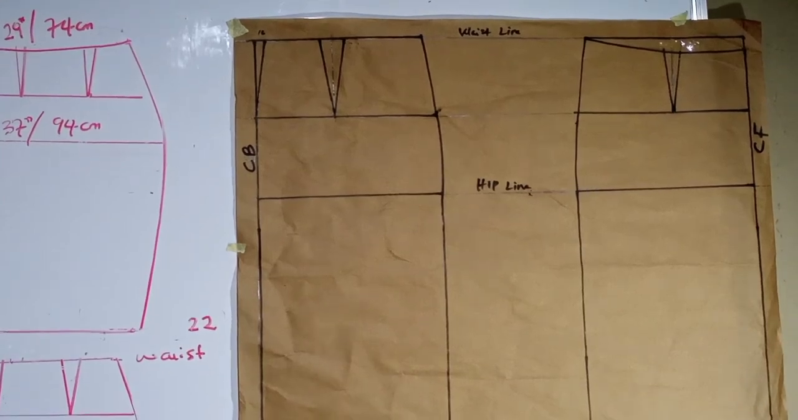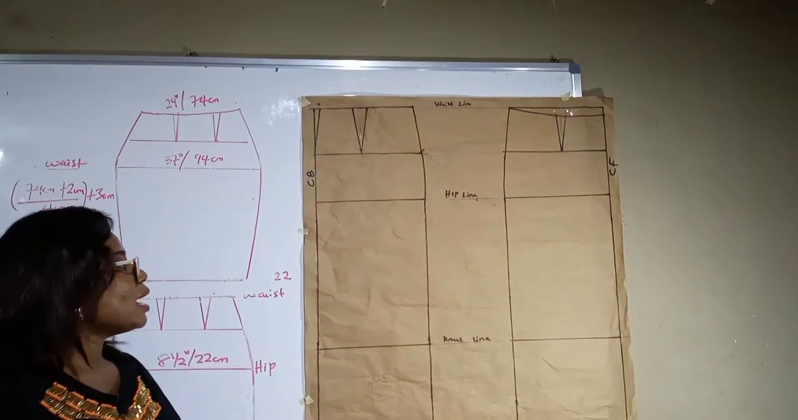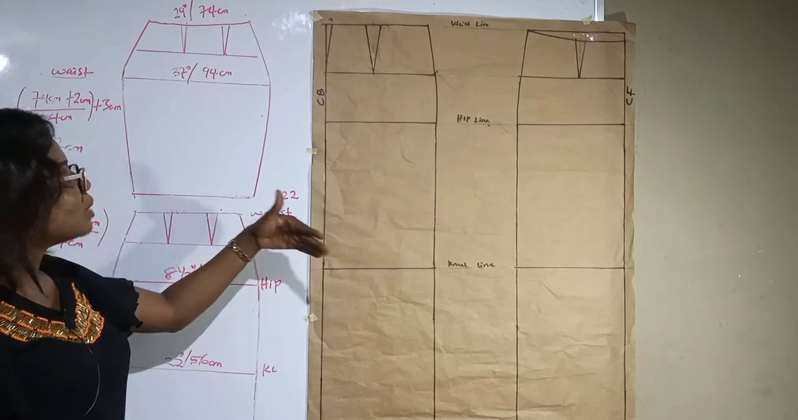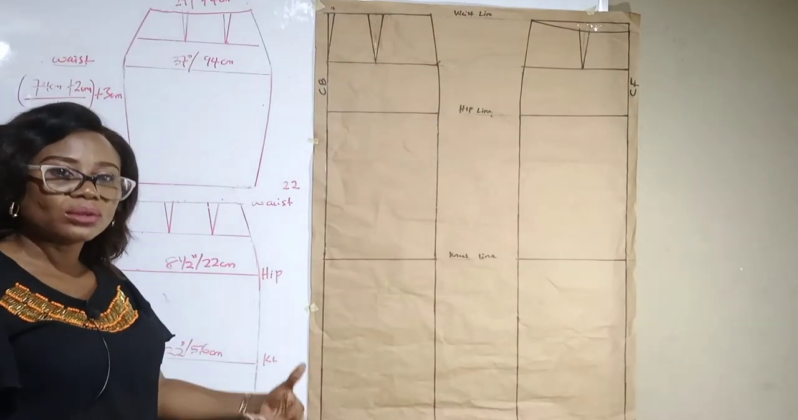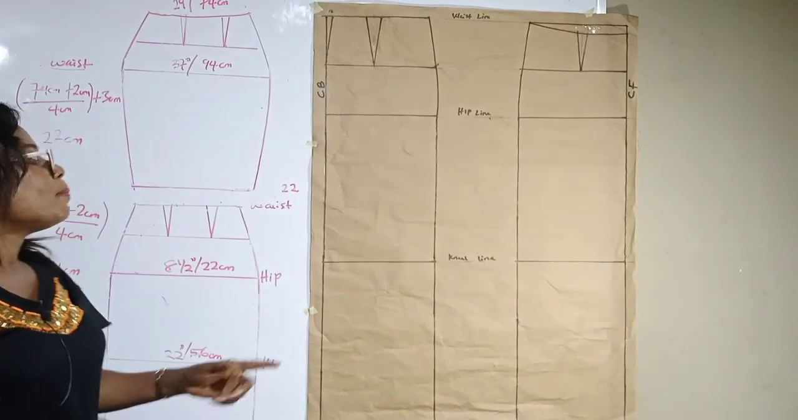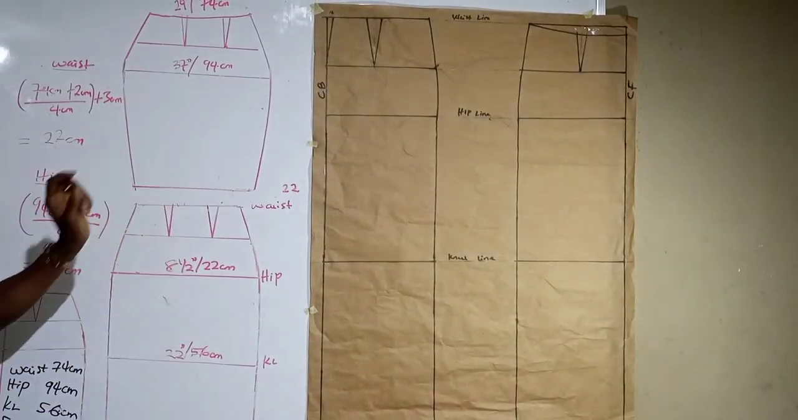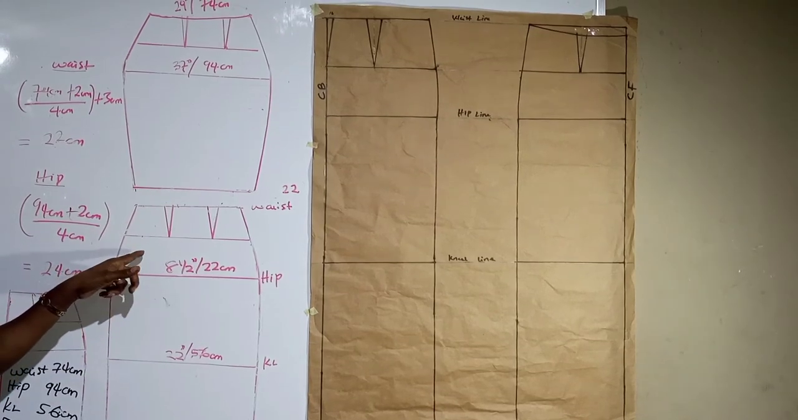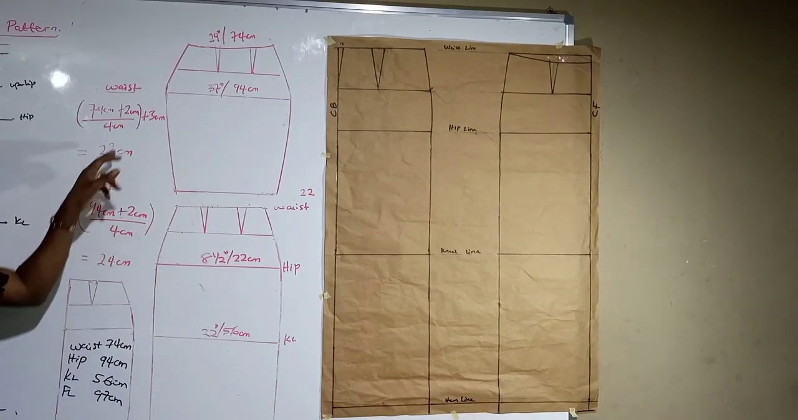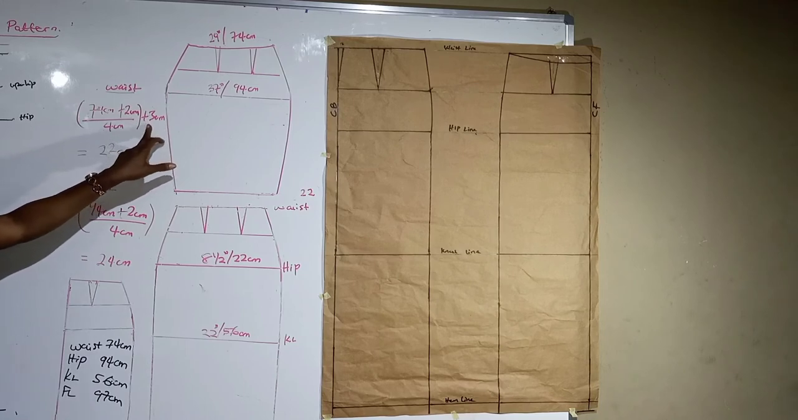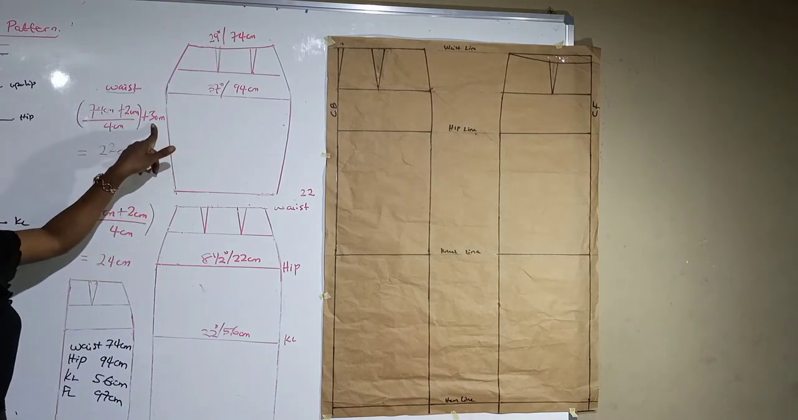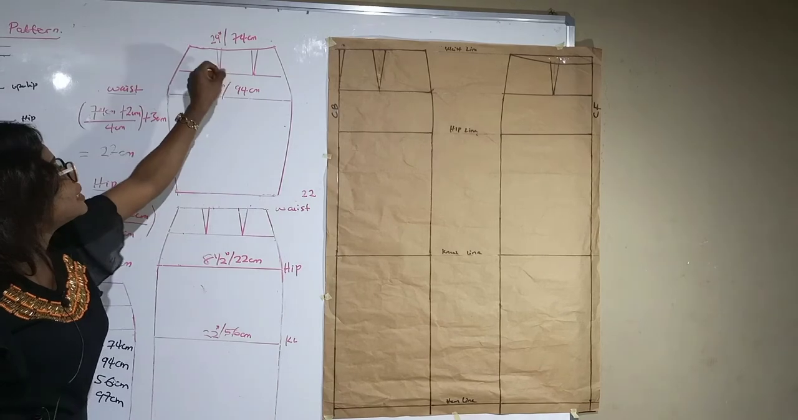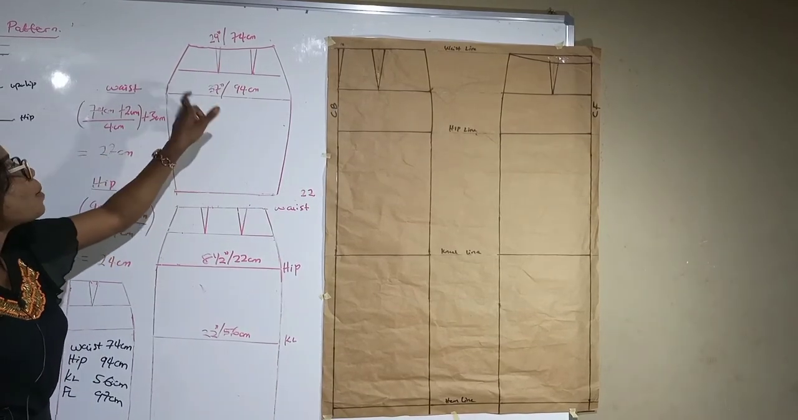Now, I want to stop here. In our next video, I'm going to show you how to trace out this pattern, then we cut and sew the basic skirt pattern. But before I wrap up, I want to draw your attention to something. Here around the waist, we added 3 cm of allowance. It's when you sew the dart that the shape of the skirt will come out more.